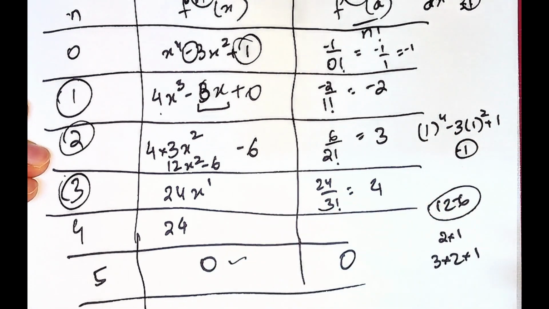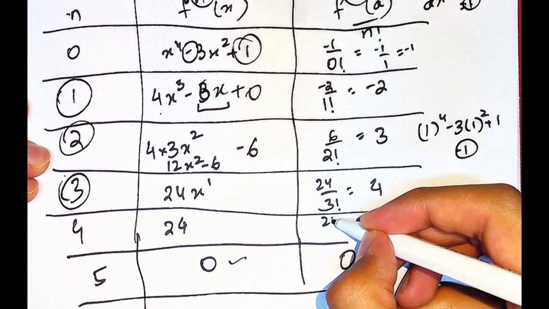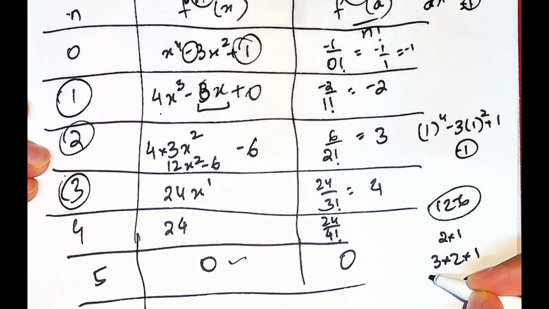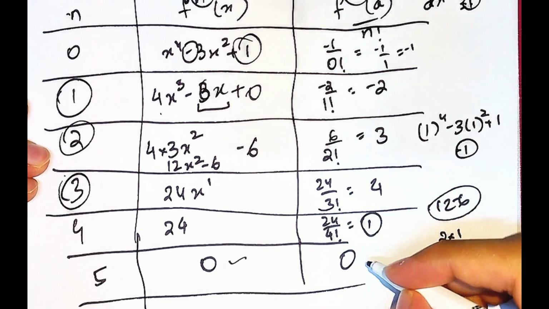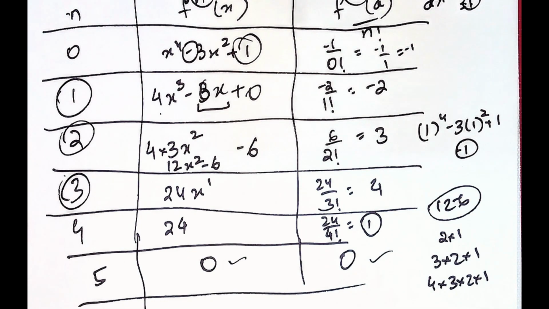Over here we do not have an x, so it would be simply 24 divided by the fourth factorial. Now the fourth factorial is actually equal to 4 multiplied by 3 multiplied by 2 multiplied by 1. So it is 24. 24 divided by 24 will give me 1. And the fifth derivative is of course 0. Let's put all of these things into the Taylor formula.